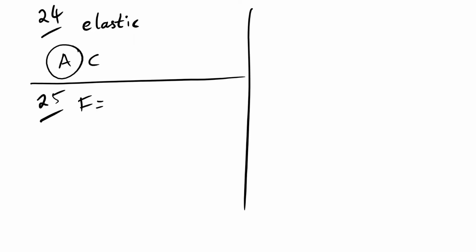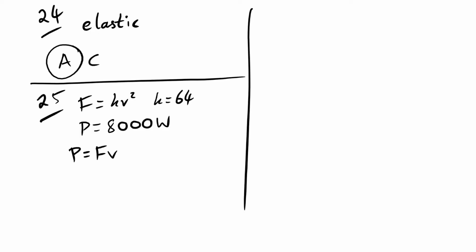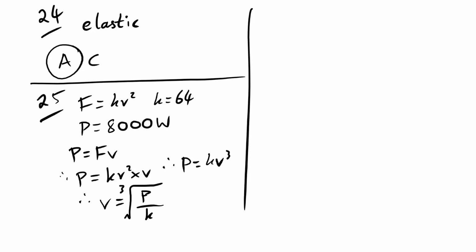25, drag force is equal to kV squared, where K is 64. And the boat's engine has a useful power output of 8,000 watts. What's the maximum speed of the boat? We know that P is equal to FV. Therefore, power is equal to that kV squared times by V. So therefore, P is equal to kV cubed. We want V, so that means V is equal to P divided by K cube rooted. Or to the third, whatever you want to say.